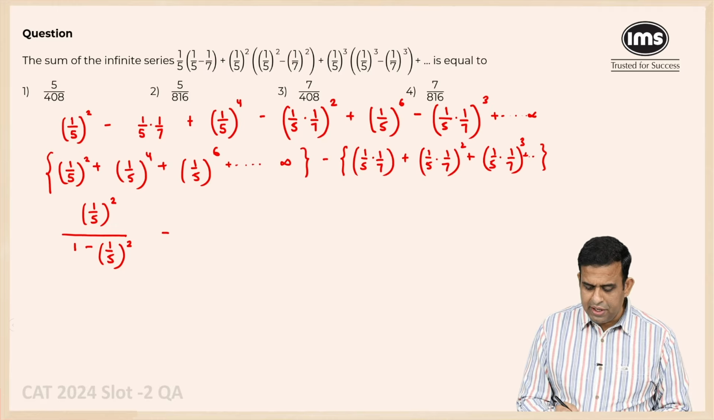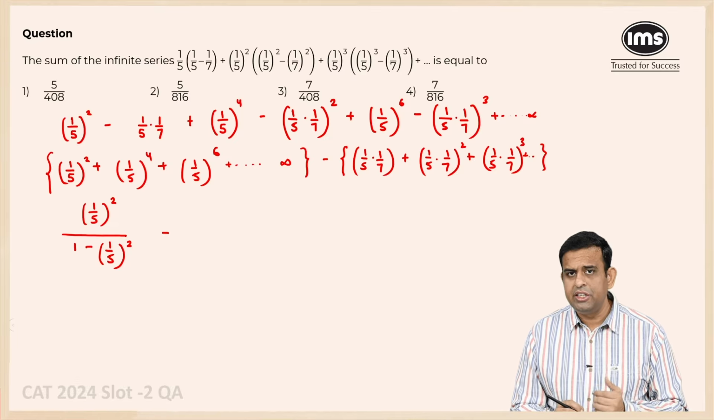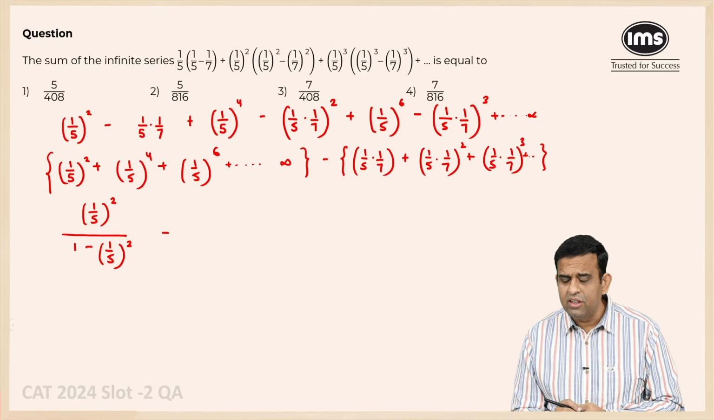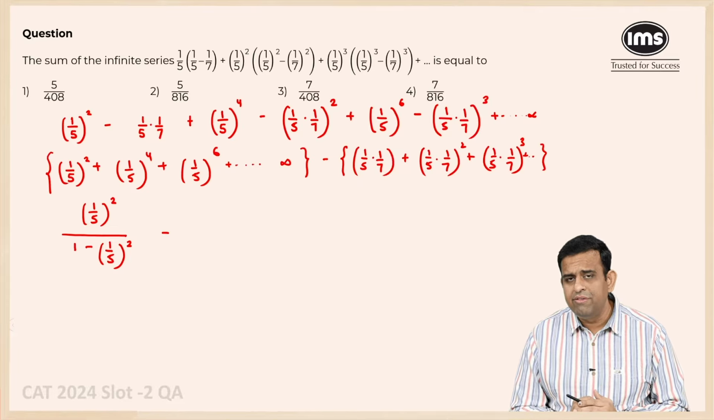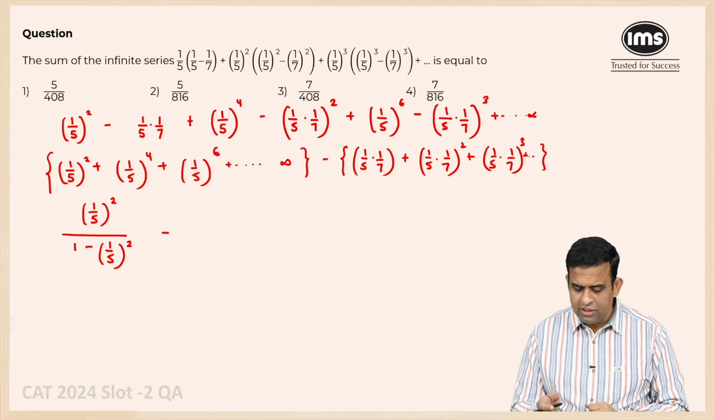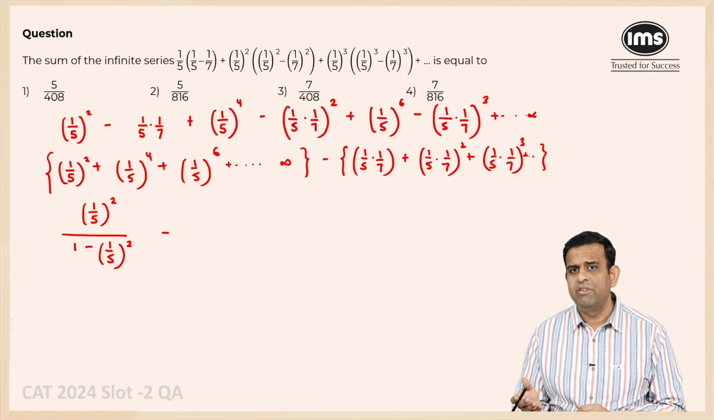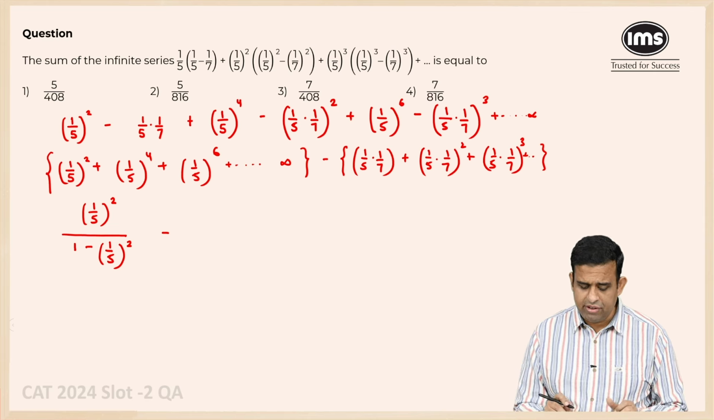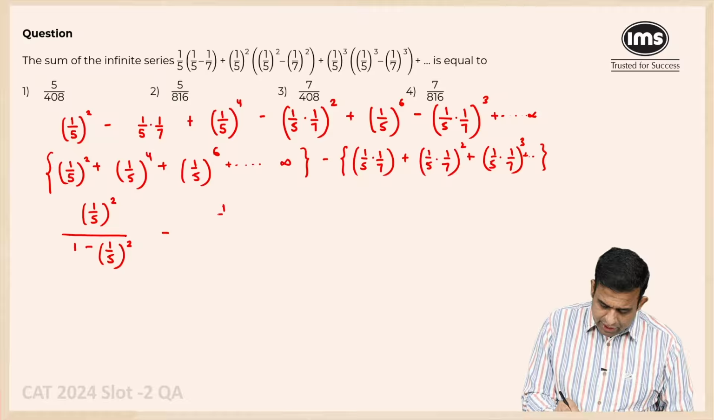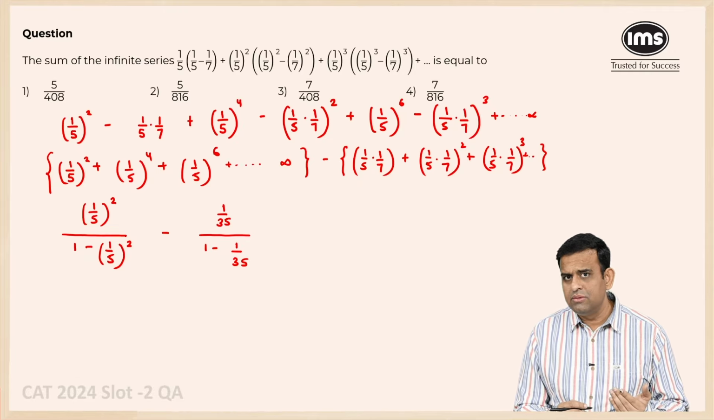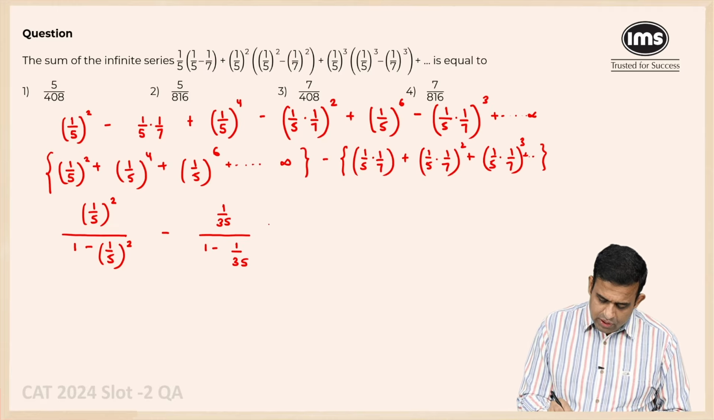Then if I look at this particular term, the second GP sequence, in this particular case, the first term happens to be 1 by 5 into 1 by 7, or one can say 1 over 35, and the common ratio happens to be also 1 by 5 into 1 by 7, or 1 by 35. So 1 by 35 is the first term, and the common ratio is also 1 by 35. So again we use the result a over 1 minus r.